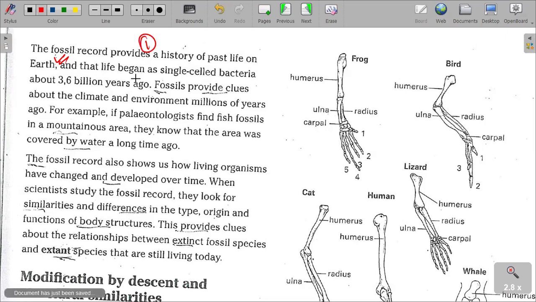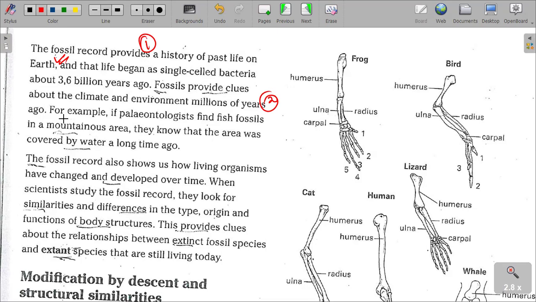Fossils provide a history of the past, and fossils also provide clues about the climate and environment millions of years ago. So it provides us an understanding of how the climate and environment have changed over millions of years. That is one other thing we can give there. It provides us with what? With an understanding of how climate and environment changed over millions of years.